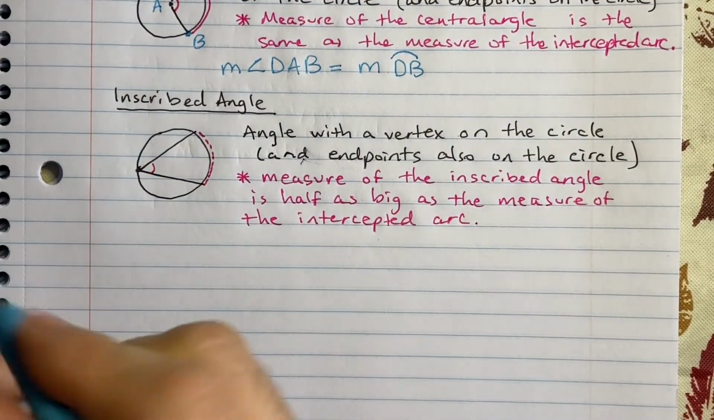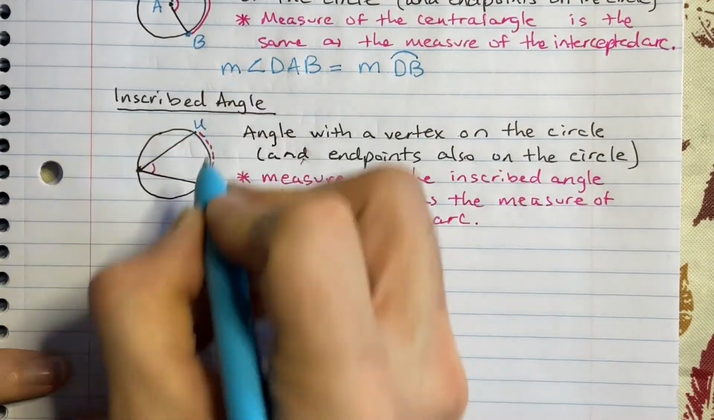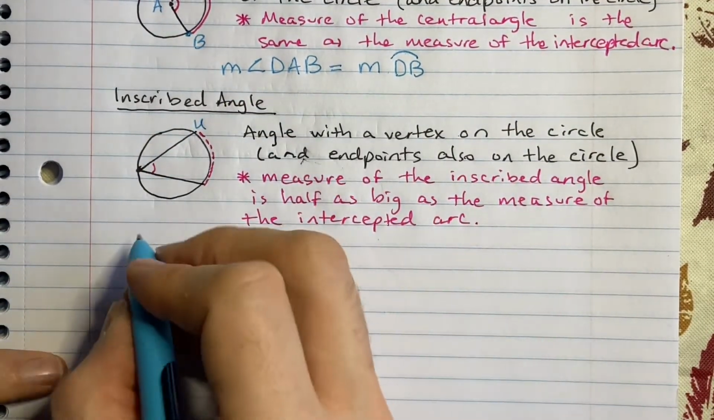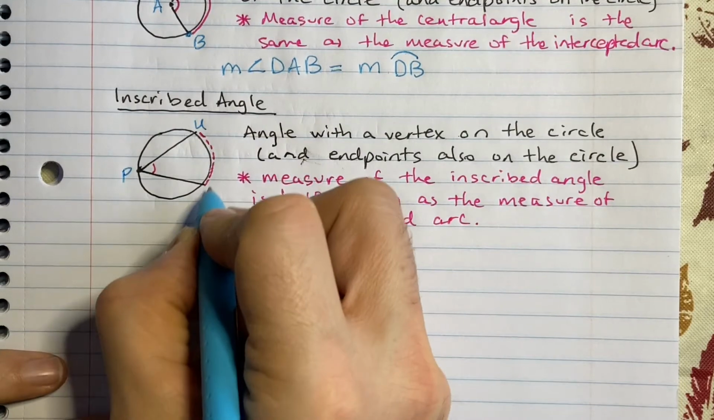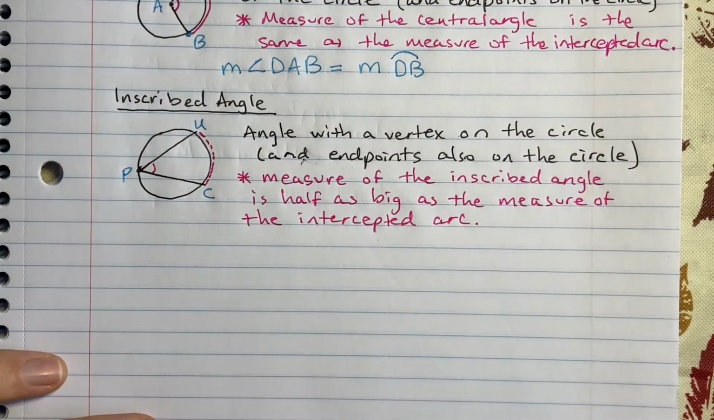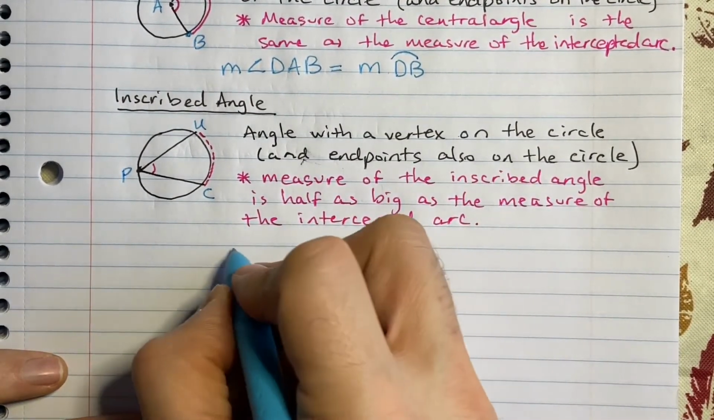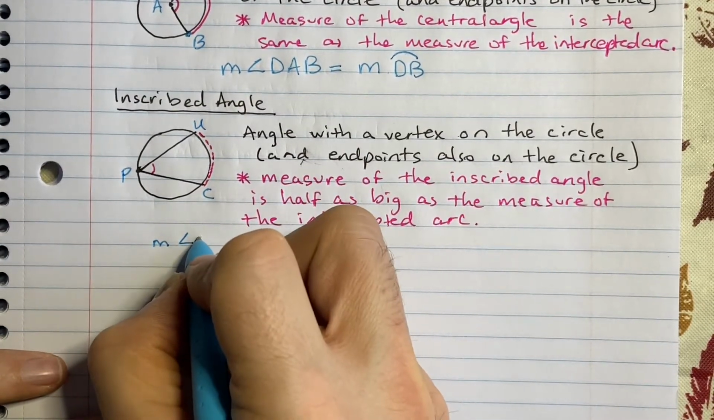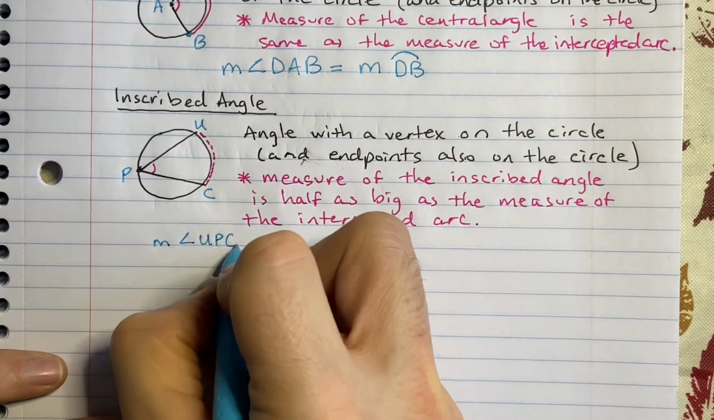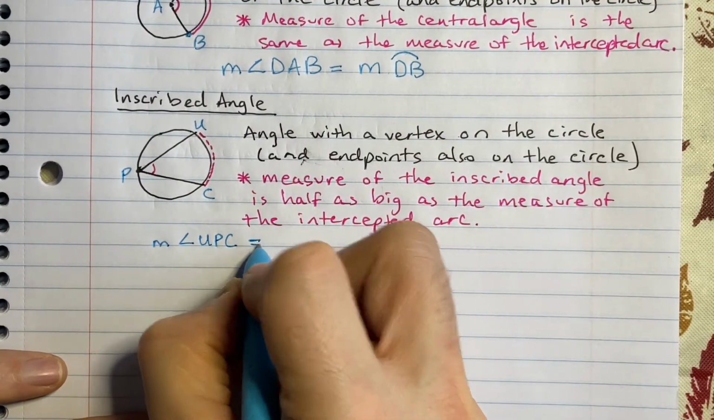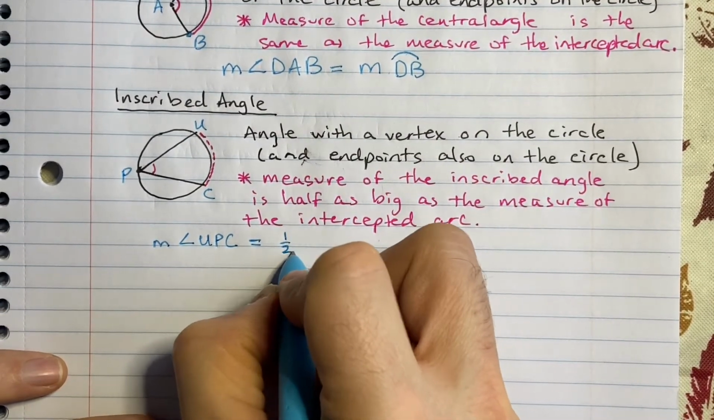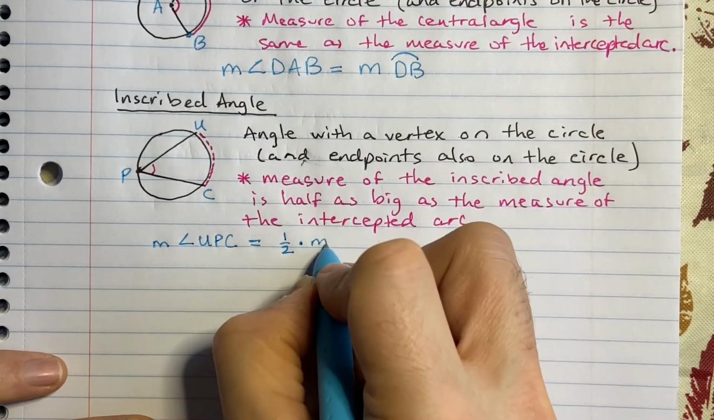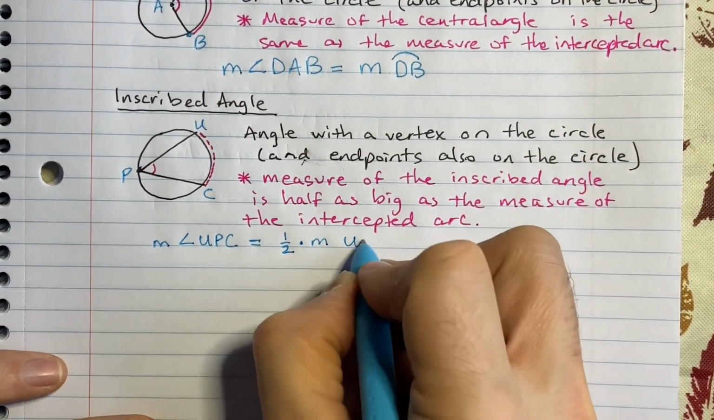So if we're going to label this a little bit, I'll put a U up here, and then a P, and then a C. So we would say in this case, the measure of angle UPC is equal to 1/2 multiplied by the measure of arc UC.